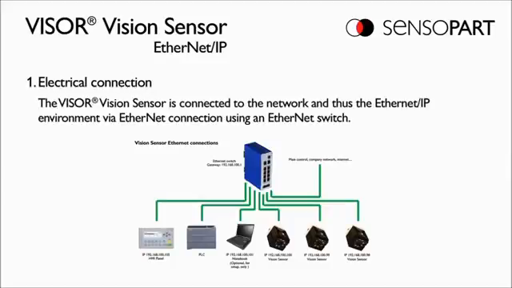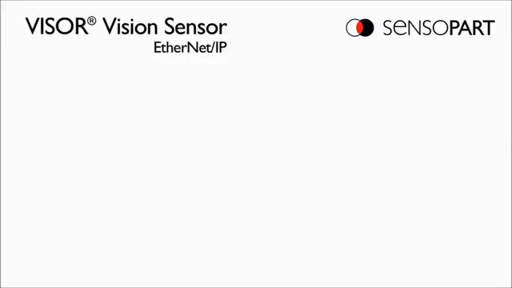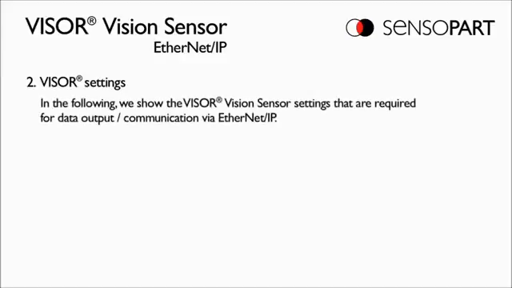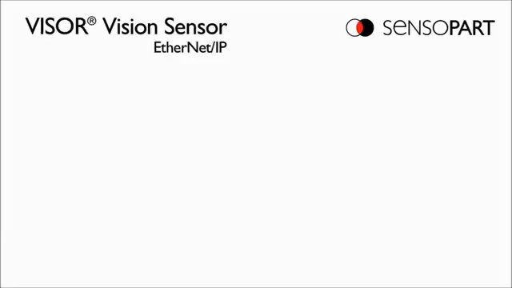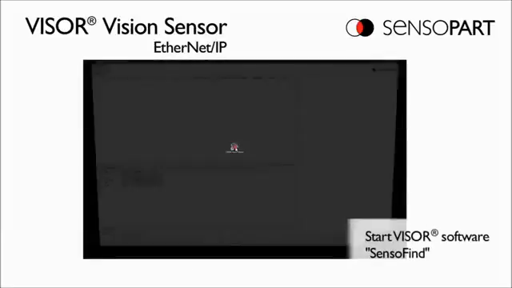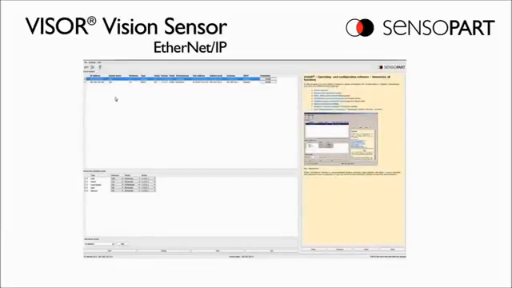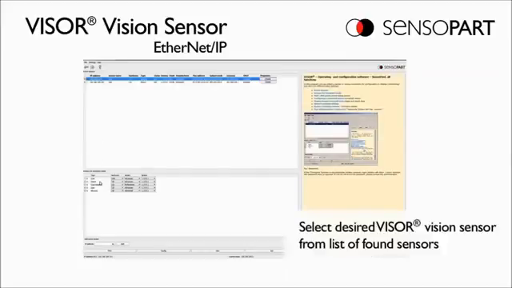Connect all the VISORs and the PLC to an Ethernet switch, just like any other Ethernet device. Make sure there are no duplicate IP addresses. The configuration software is in the SensoPart folder, and it's called VISOR Vision Sensor. All VISORs found on the network are shown in the top window. If not, click on the Find button in the lower left corner.